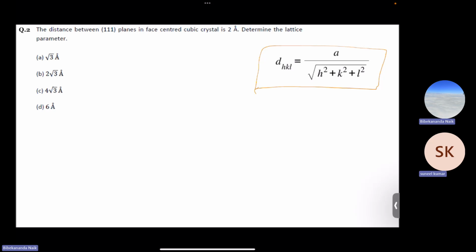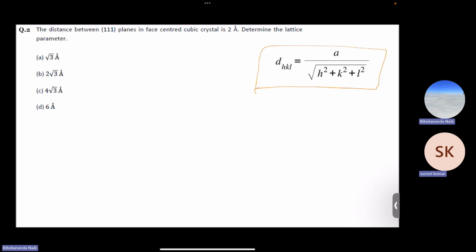I got 1.5 root 3. Sorry, once again. Angstrom. 1.5, no, root 3 angstrom units. 1.5 root 3? Yeah. No, it will not be 1.5 root 3.